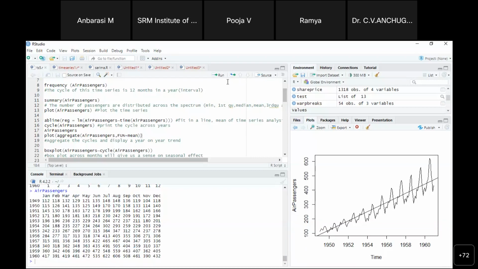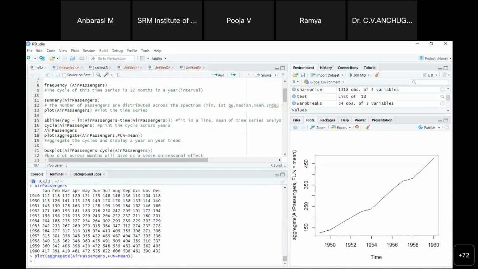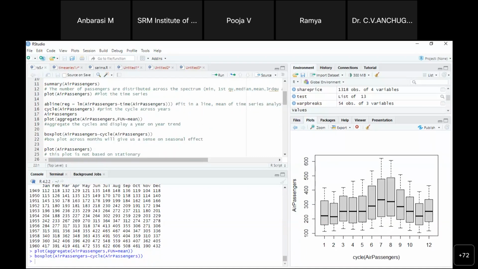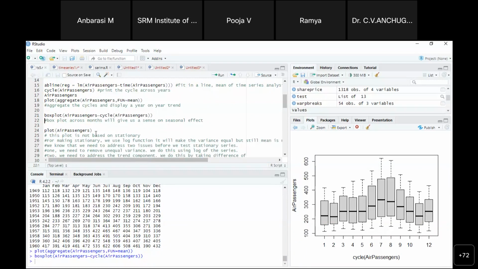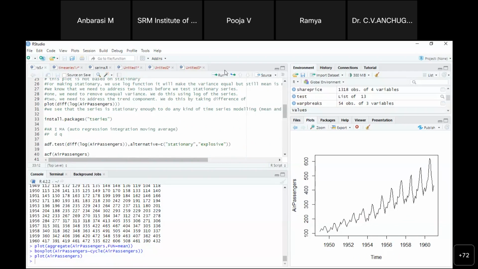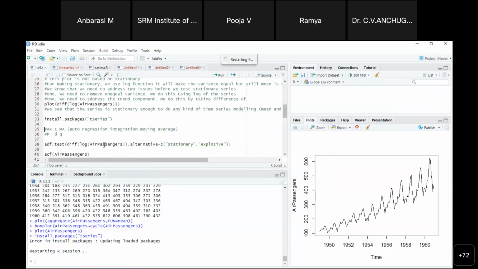If I want to view it as a box plot based on the number of cycles, based on the passengers, and the number of cycles based on this, how many passengers are traveling in each and every month. If you take month one, you can observe the number of passengers. If you want, you can view it as a box plot, or otherwise, what we have to do is perform the test.